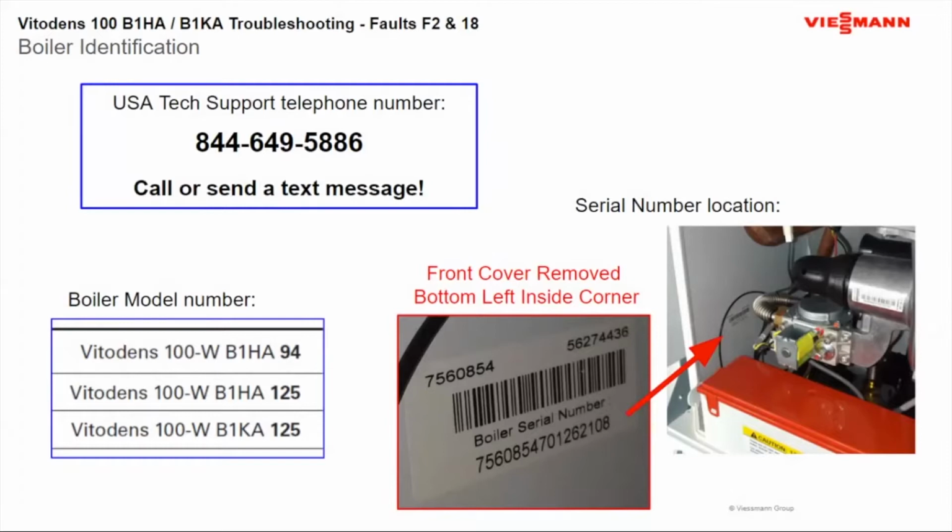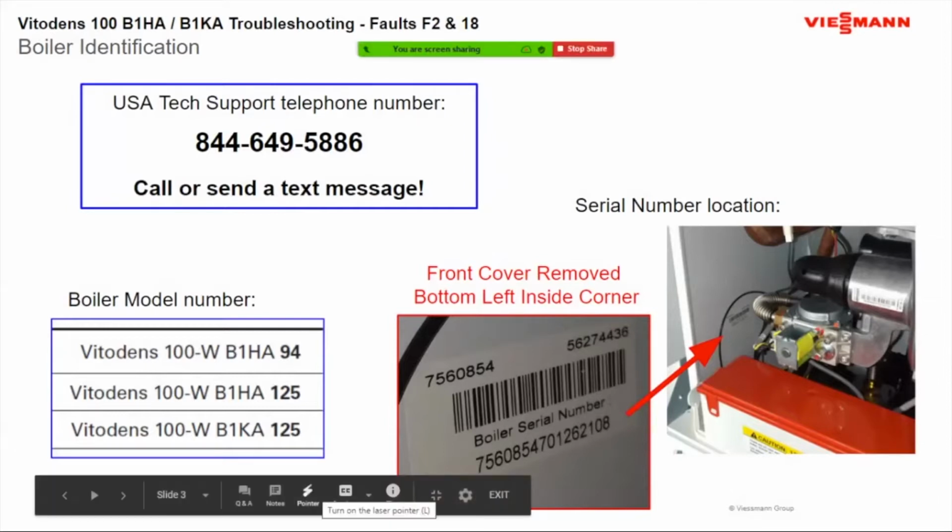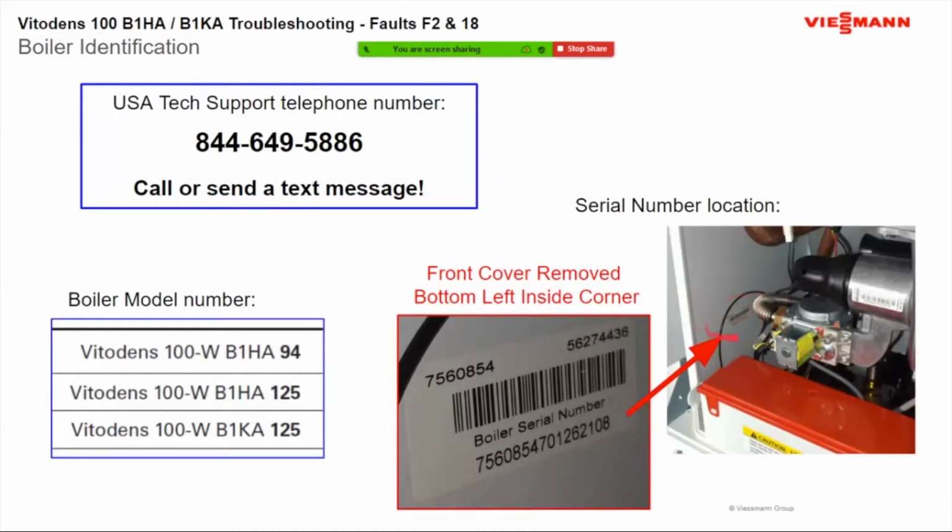And normally the serial number on the HA and KA, as you can see, is over here on the inside. So you do have to take the cover off, and it's right here on the inside. It actually says boiler serial number. So it's right there, and it's normally a 16-digit number. Tech support, if you didn't know, did get a new number this past year. So this is the new updated number. So if you had the older number, this is it here.